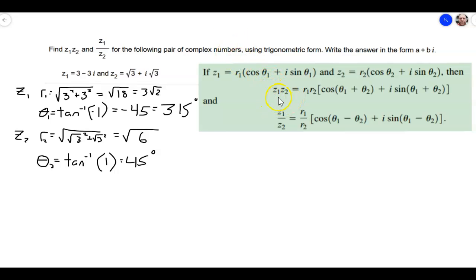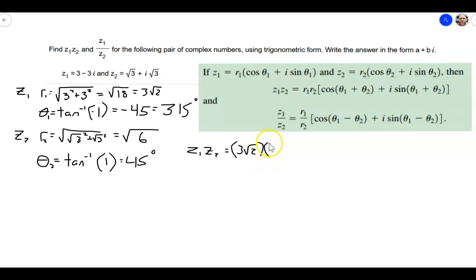So let's go ahead and do this first formula, the z1 times z2 that it's asking for. So z1 times z2 is going to be equal to r1 times r2. r1 is 3 times the square root of 2.